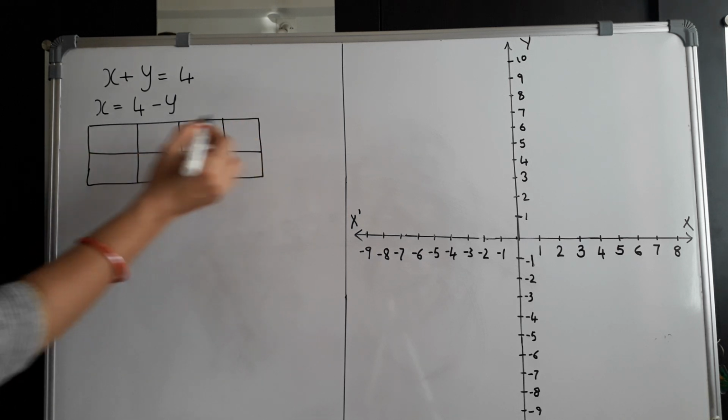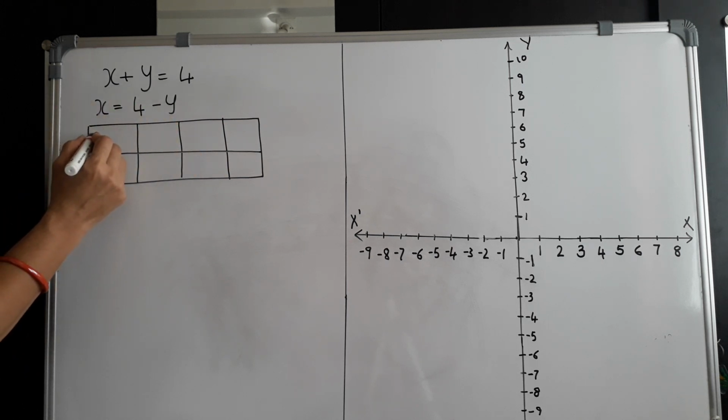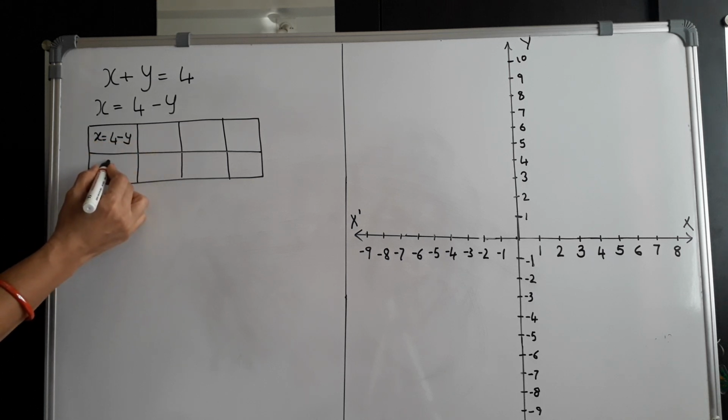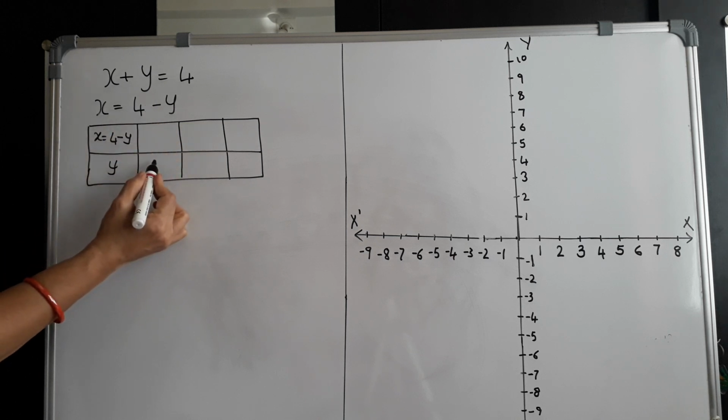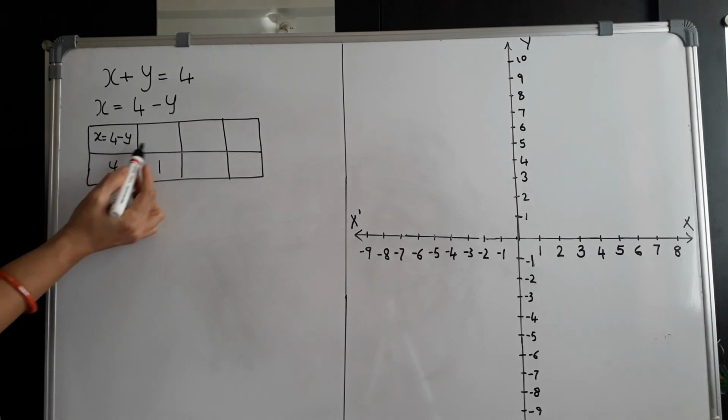Now, here x is equal to 4 minus y. So here we shall write the value of x, which is 4 minus y, and here we will have to assume the value of y. So suppose we take y as 1. Then the value of x will be 4 minus 1, that is 3.